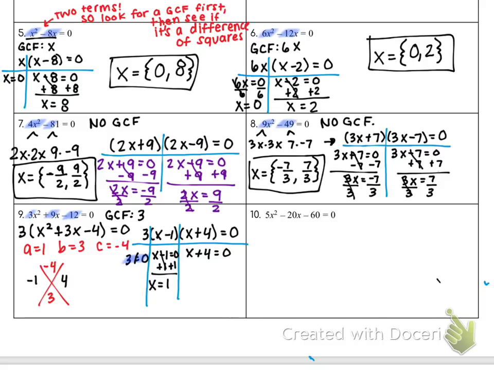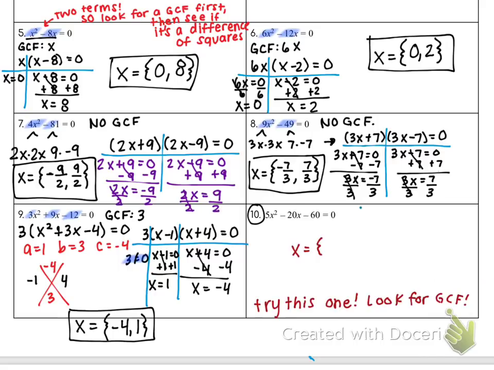That cancels, so we have x equals 1, and then we can subtract 4 from both sides, so x equals negative 4. So our answer here in the curvy brackets, x equals negative 4 and 1. Okay, I want you guys to try number 10.